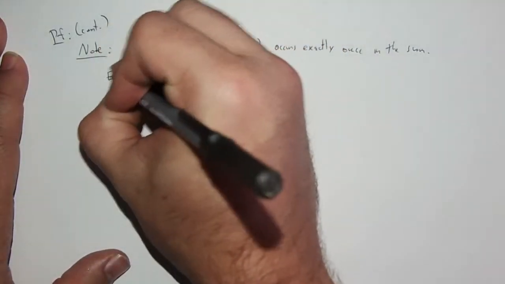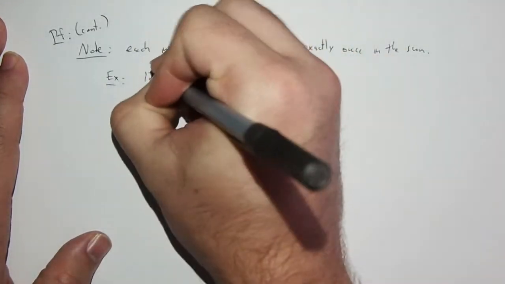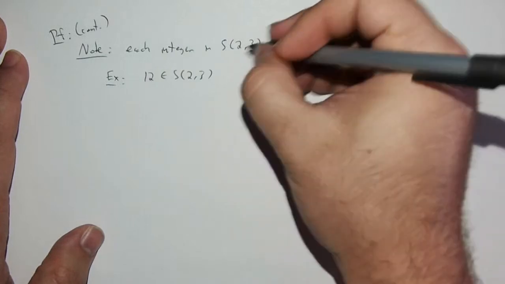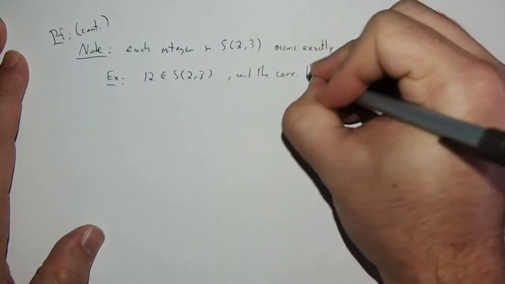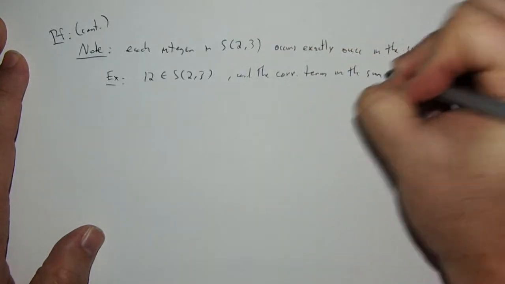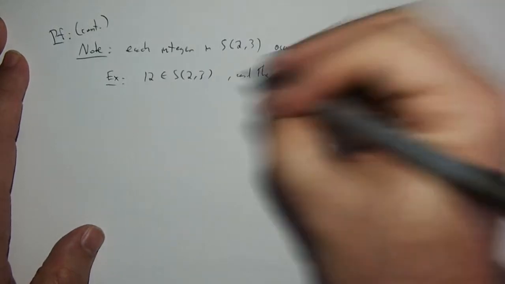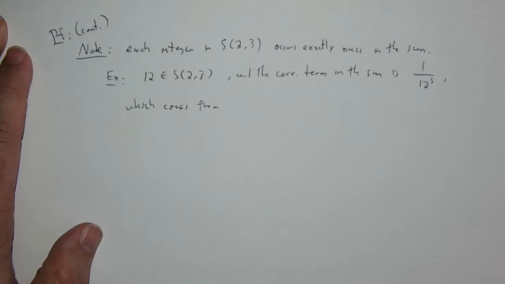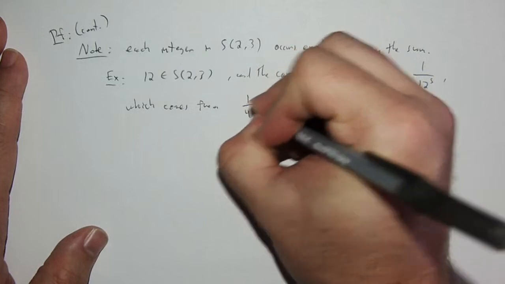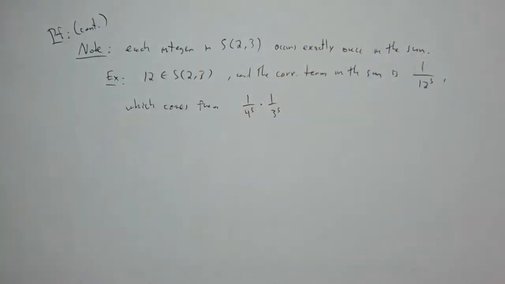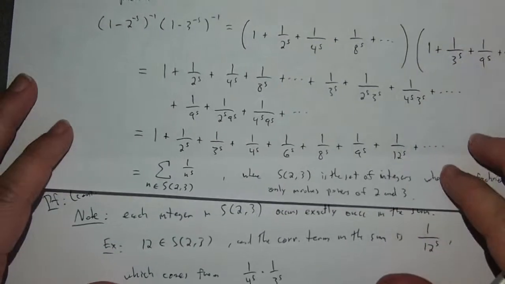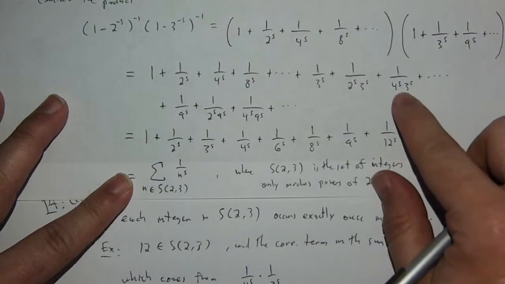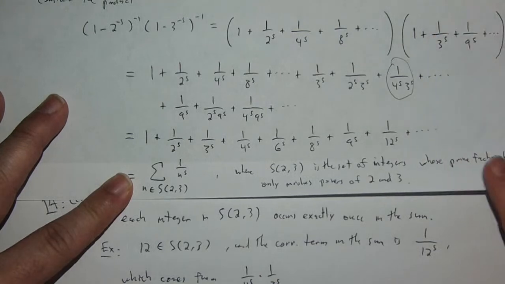All right, so for example, 12 is in S of 2, 3, and the corresponding term in the sum is 1 over 12 to the s, which comes from a single place in the sum. It comes from a multiplication that is 1 over 4 to the s times 1 over 3 to the s. So going back really quickly, this term comes from exactly one place, 1 over 4 to the s times 1 over 3 to the s here. This is the only combination that does it.